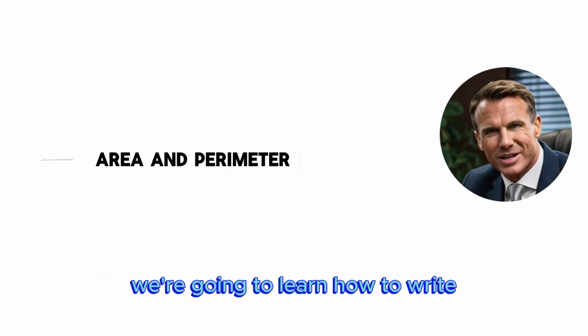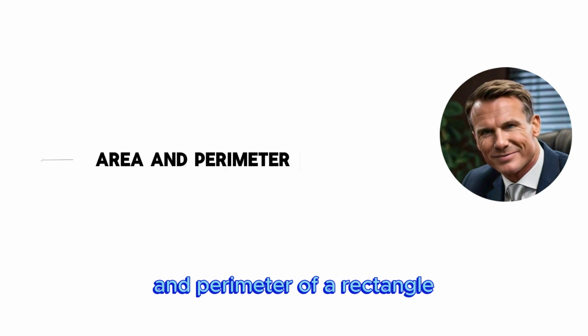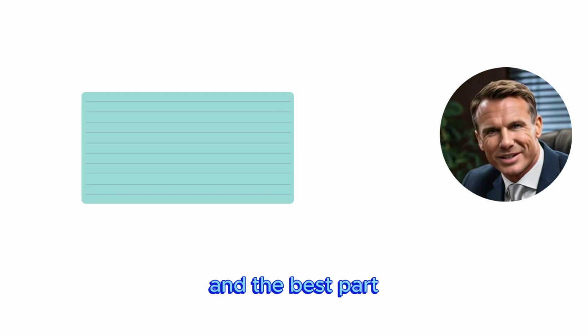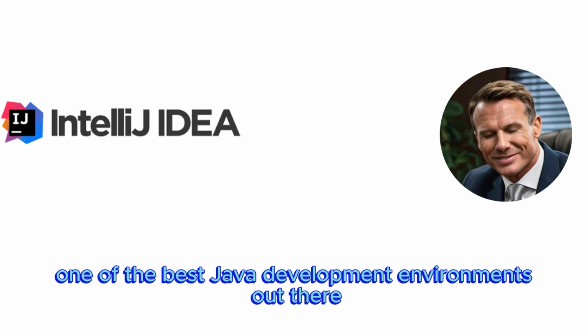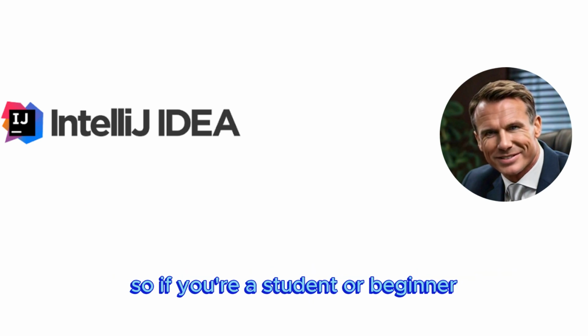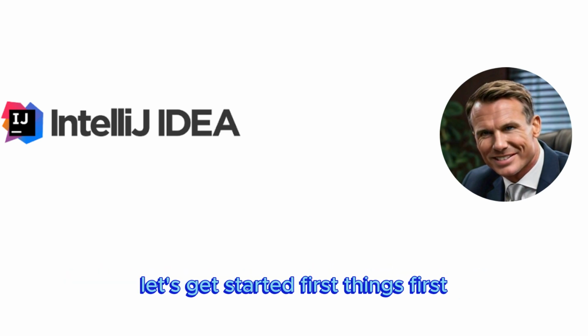Today we're diving into something exciting. We're going to learn how to write, compile, and run a simple Java program to calculate the area and perimeter of a rectangle. And the best part? We'll be doing it all in IntelliJ IDEA, one of the best Java development environments out there. So, if you're a student or a beginner, stick with me, and I'll make sure you get through this step by step. Let's get started.